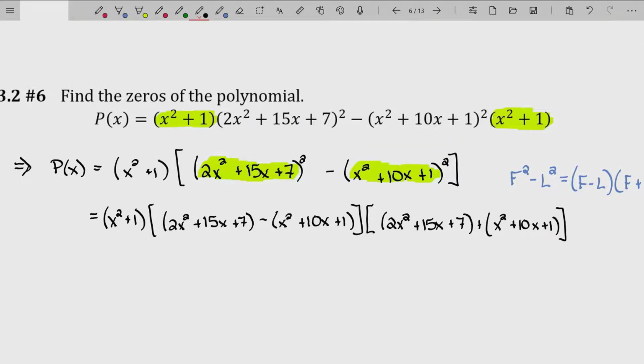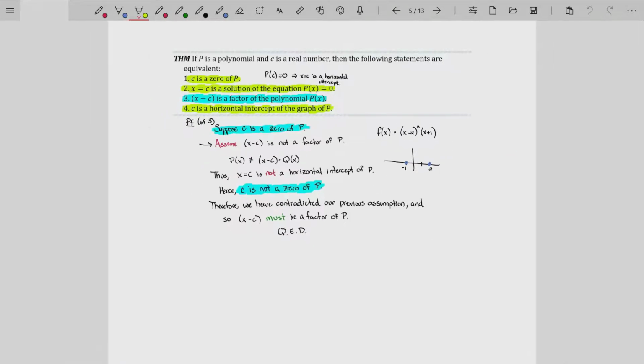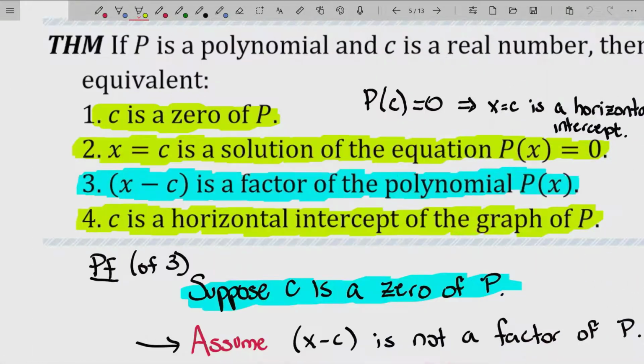We get down to this guy right here. And you might be wondering, by the way, I never bothered to say why I'm factoring it, but it's because we're being asked to find the zeros. And remember in that previous theorem, the zeros occur if x minus c is a factor.